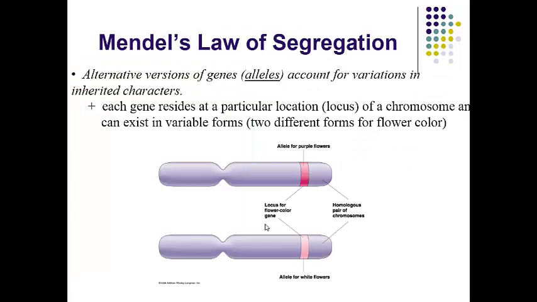Mendel said that for each gene there was an alternative version of that gene called an allele. And these alleles account for variations in inherited characters. For instance, here we're looking at 2 chromosomes, and we're looking at the character or the gene for flower color. And you can see that there are 2 different alleles. There's the allele for purple flowers, and there's the allele for white flowers. The specific location of the allele or the gene on the chromosome is called its locus.